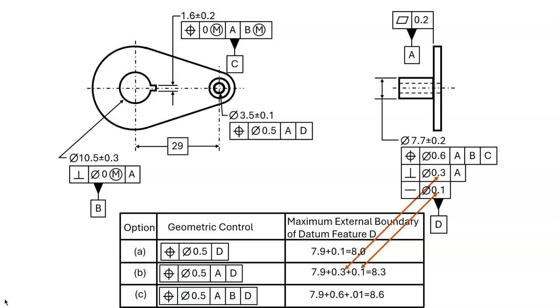Therefore, since the ring that fits around datum feature D is now exactly perpendicular to datum A, the diameter of the ring that will always fit around datum feature D when datum feature D could have perpendicularity error is equal to that 8 diameter boundary plus the 0.3 that it could tilt.